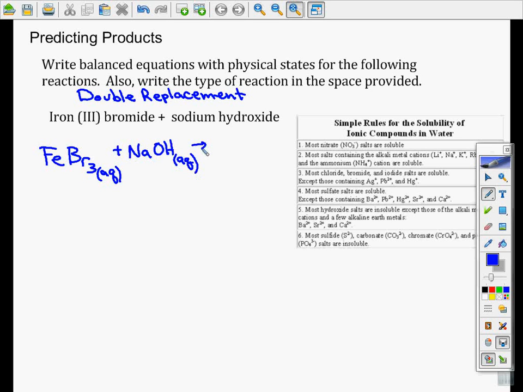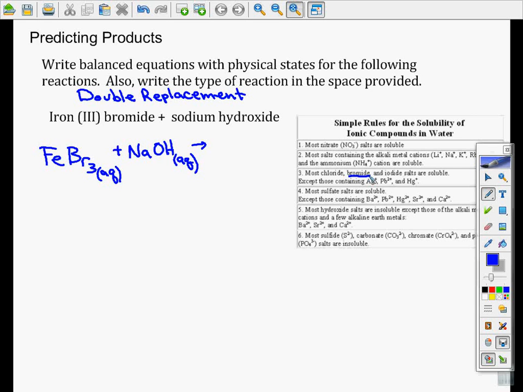Now, let's see if these really are aqueous. So, most chloride, bromide, and iodide salts are soluble, except those containing silver and lead and mercury. So, in fact, iron 3 bromide is aqueous here. And then hydroxides. Most hydroxides are insoluble, except for those of alkali metals and a few alkaline earth metals. Well, sodium's an alkali metal, so that will in fact be aqueous as well.